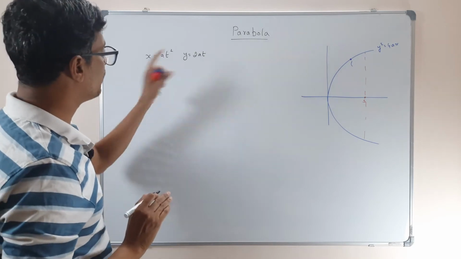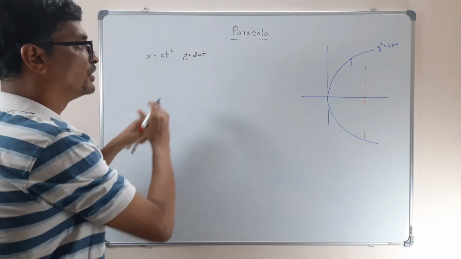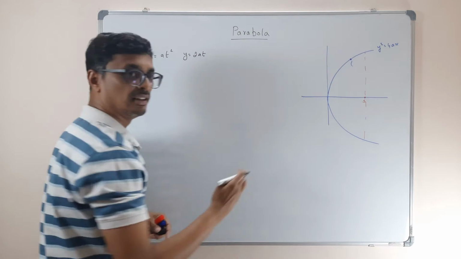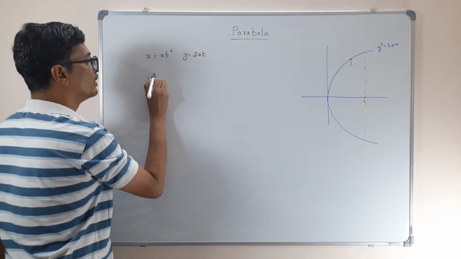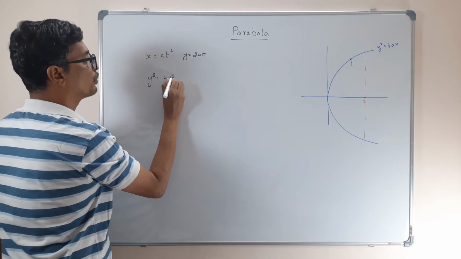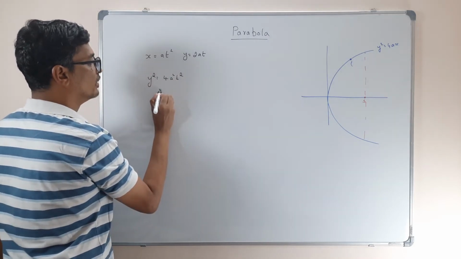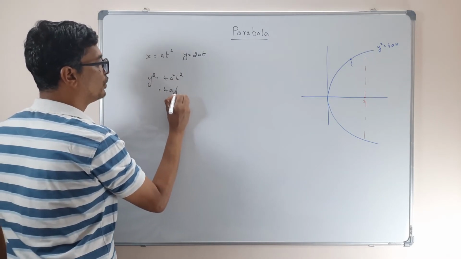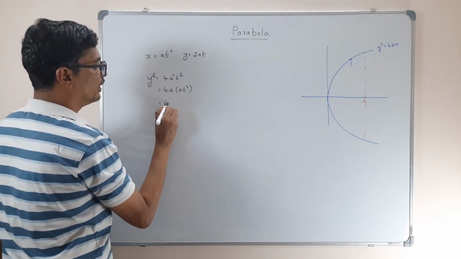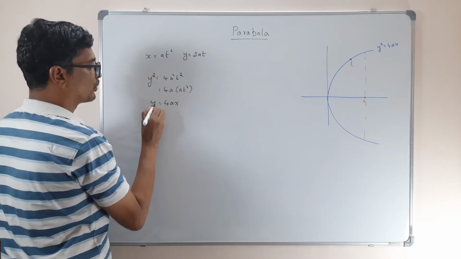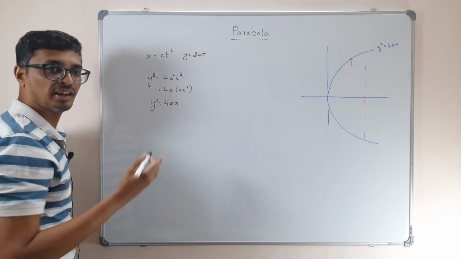Now you see, if you write in this form, this is basically nothing but this. Why? You take y equal to 2at. So what will be y square? 4a square t square, correct? Or 4a into at square, correct? At square is what? X. Y square equal to 4ax, that's what a parabola is.